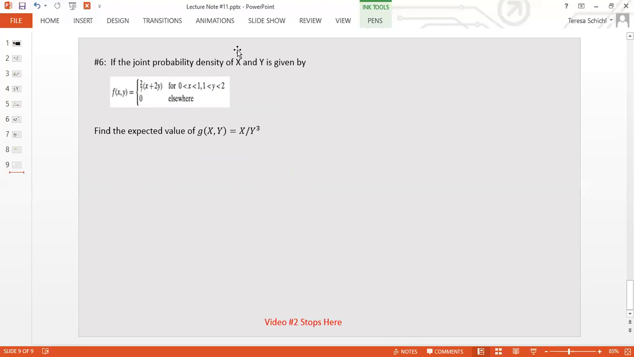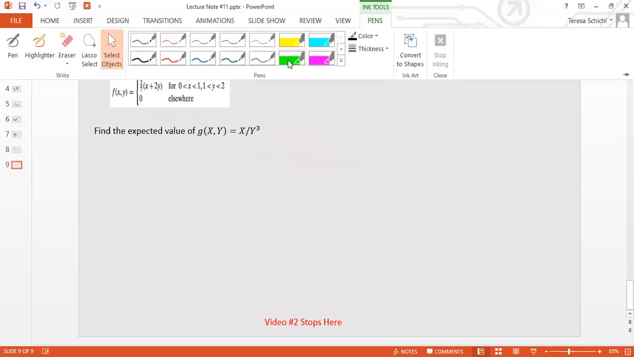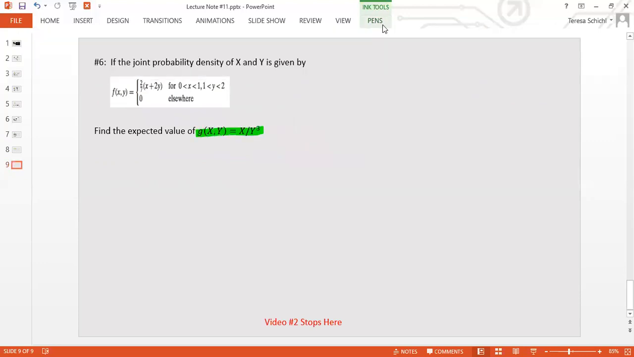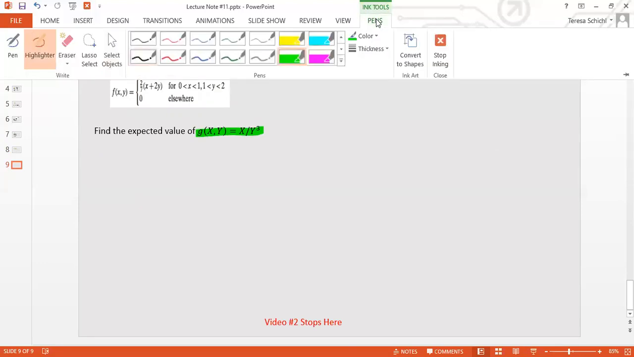So let's say we find the joint distribution, the joint PDF f(x,y) is equal to this. I'm looking for the expected value of g(X,Y) = X Y cubed. So what can we do here?